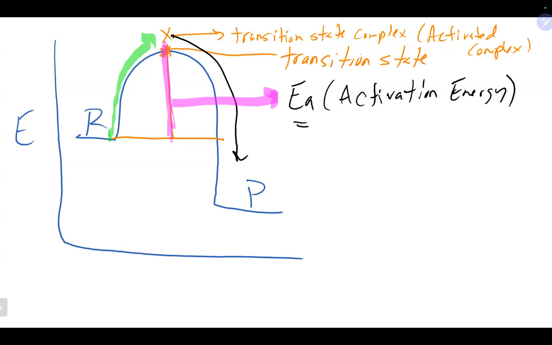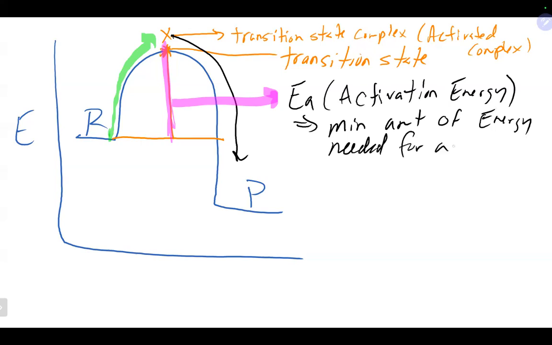That is basically the minimum amount of energy needed for a reaction to occur. So basically, there's a couple of things that have to happen for a reaction to occur. First off is what is sometimes referred to as collision theory. Things need to hit each other. So there has to be some type of collision that occurs.